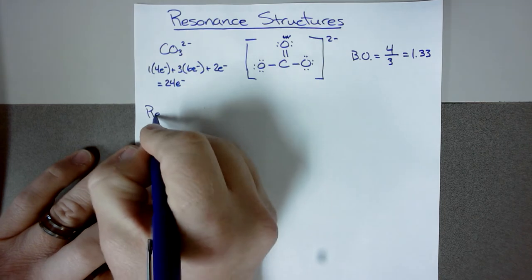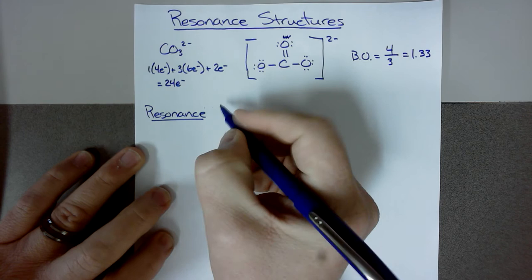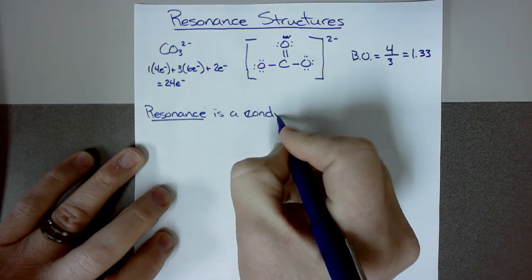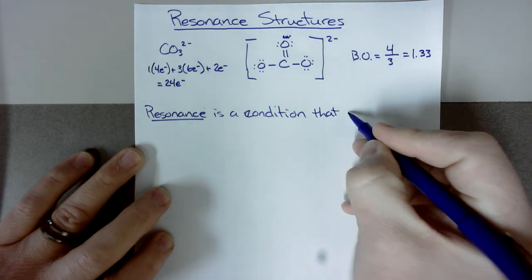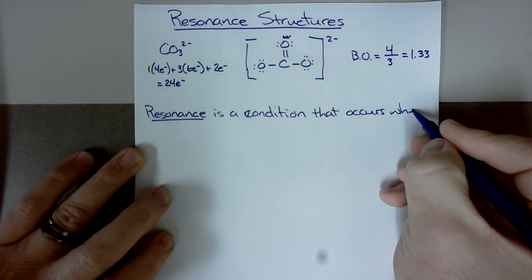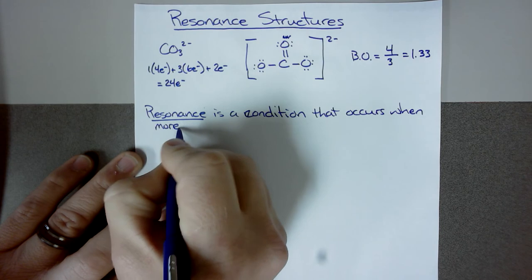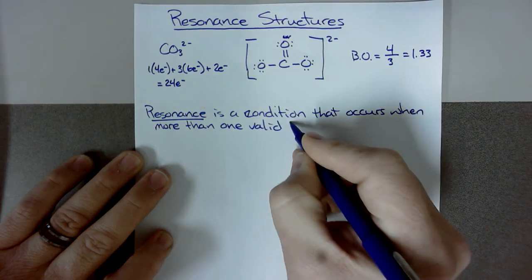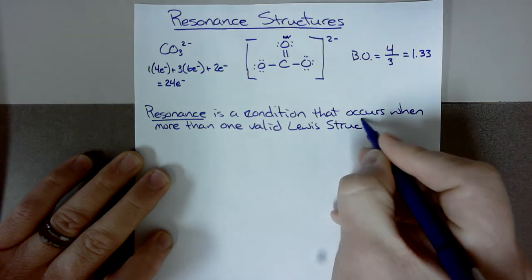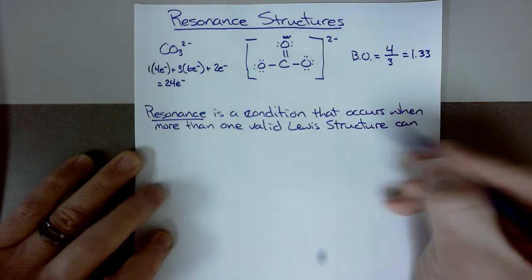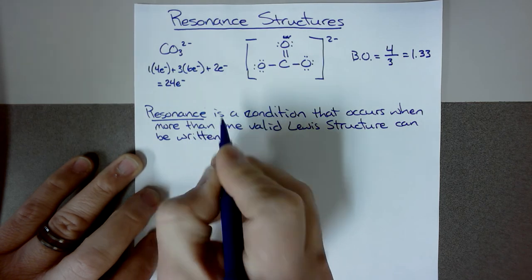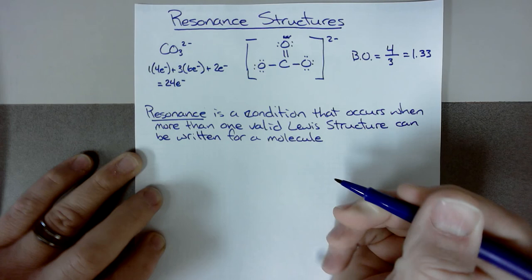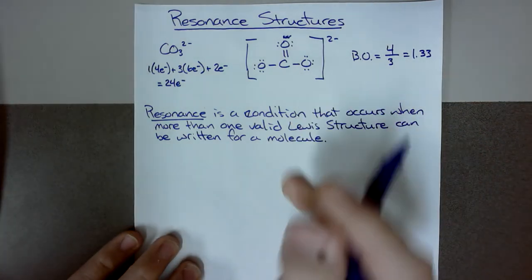So resonance is a condition that occurs when more than one valid Lewis structure can be written for a molecule. And the structures must be equal to each other, okay?